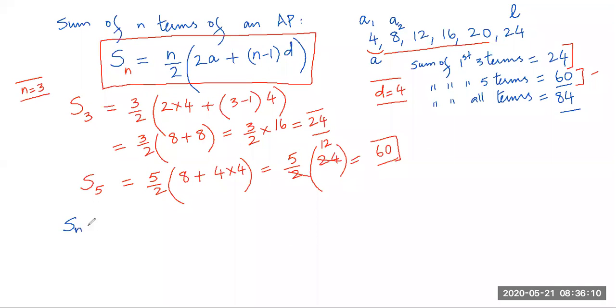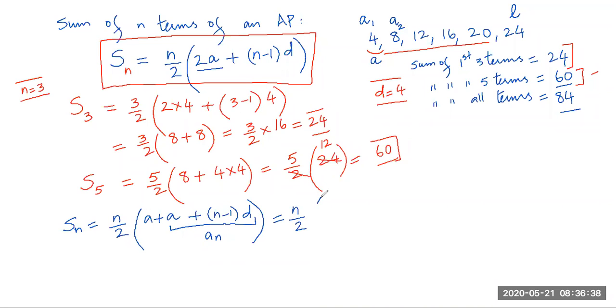Let's see how. Sn is equal to n by 2 into, I can split this 2a as a plus a, plus n minus 1 into d. Now students, what is this? a plus n minus 1 into d is my nth term. So this formula can also be written as n by 2 into a plus an. How can we apply this formula? In this formula, d is not required. The common difference is not required. Let's try to do this.